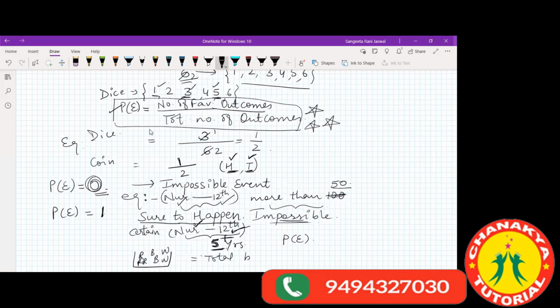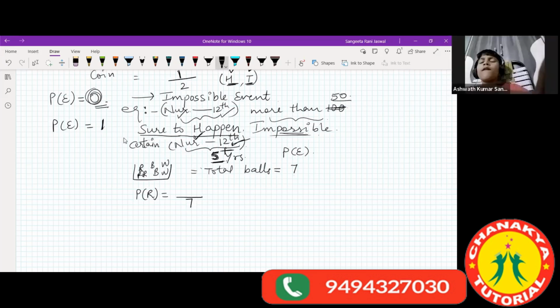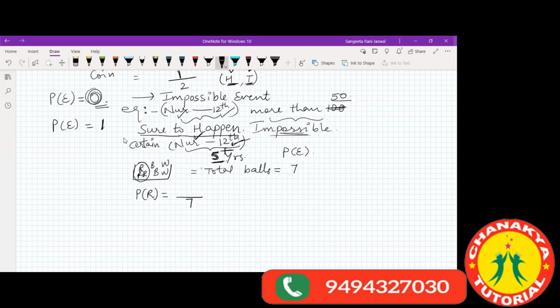I'm just taking another example to explain one more concept. Total balls are 7. What is the probability of getting a red ball? The total balls are the total outcomes. If I put my hand inside, blindfolded, and take out a ball, what is the probability that I get a red ball? Red balls are how many? Three. So probability is 3 by 7. You get it?